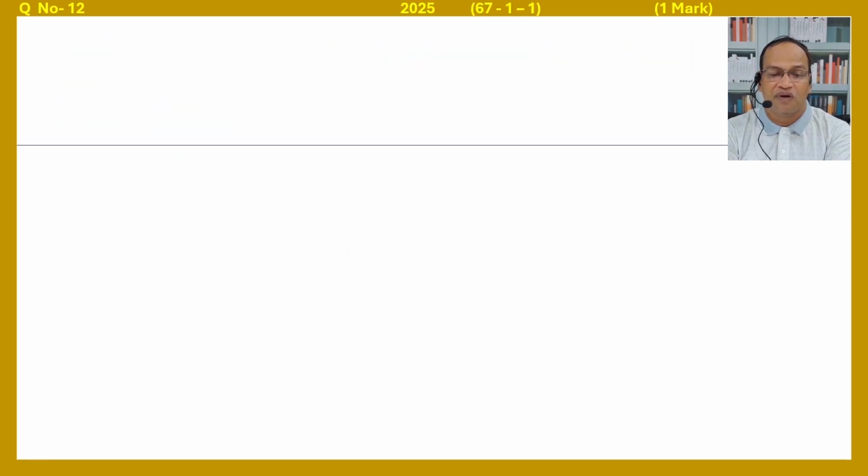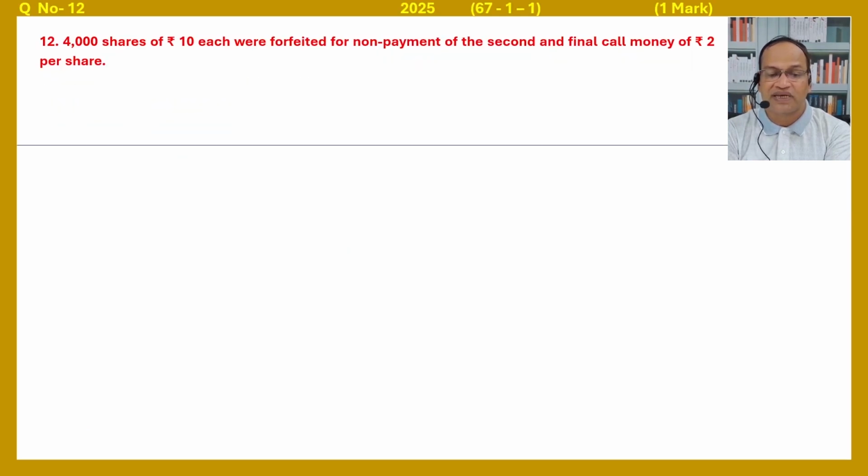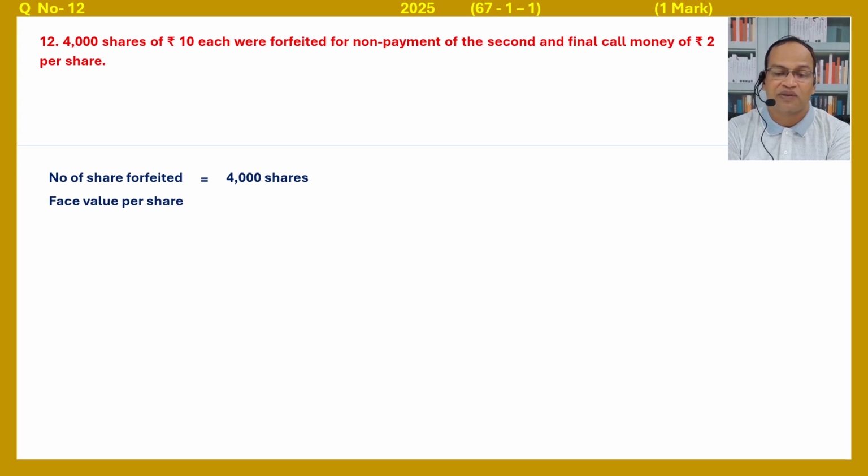12. 4,000 shares of rupees 10 each were forfeited for non-payment of the second and final call money of rupees 2 per share. From this sentence we get the number of shares forfeited equal to 4,000 shares, face value per share equal to 10, and call in arrear, that is the second and final call, rupees 2.